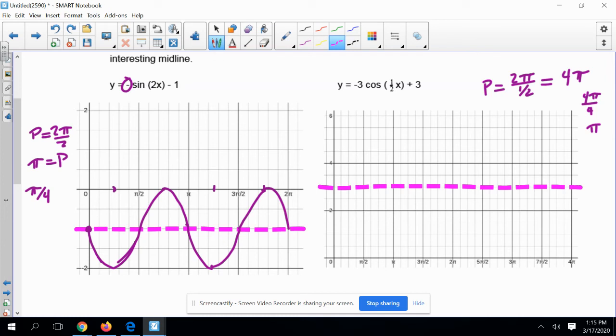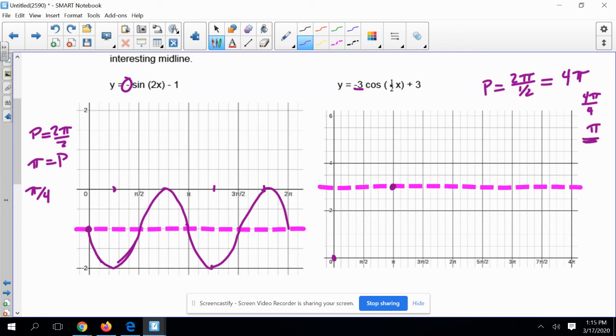And now cosine would typically start at its maximum value, but since it is negative, we're going to do the opposite. Instead of starting at the maximum value, we're going to start at the minimum. And now we have to pay attention. Oh, hey, the minimum value is going to be 3 below the midline. So that's going to be down here. And then it's going to return to 0 by, the next point is going to be at pi. That's what we got from this thing.